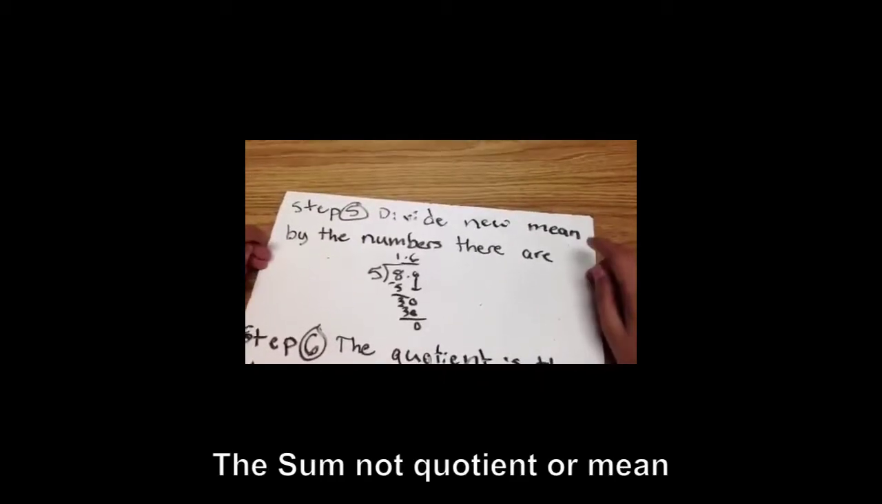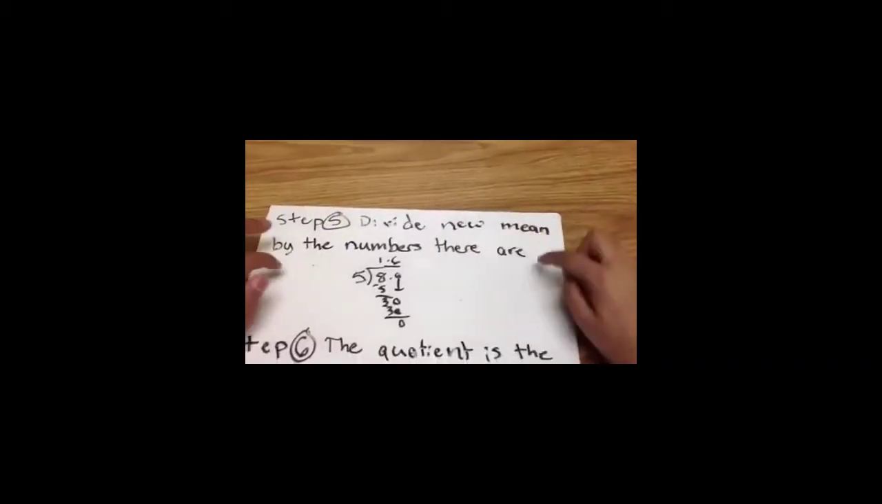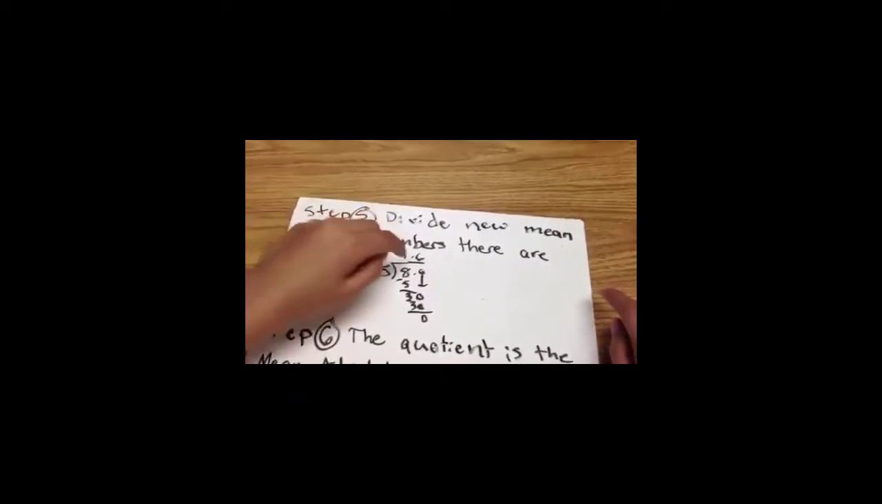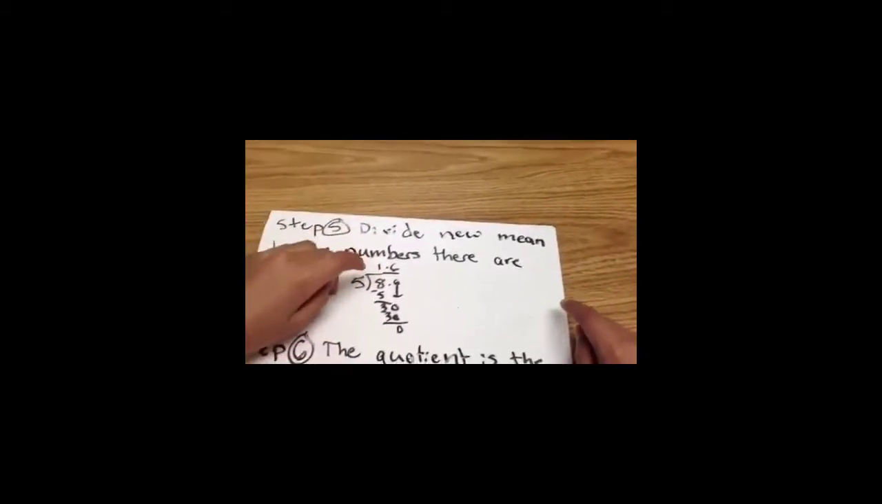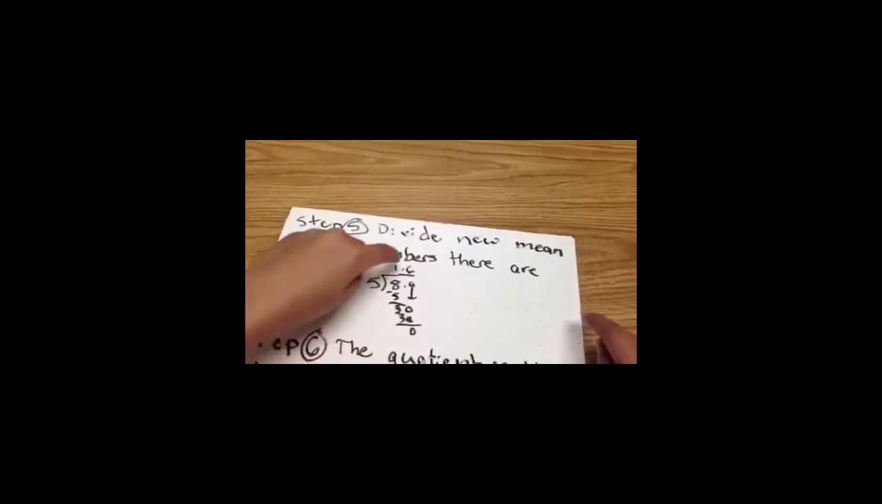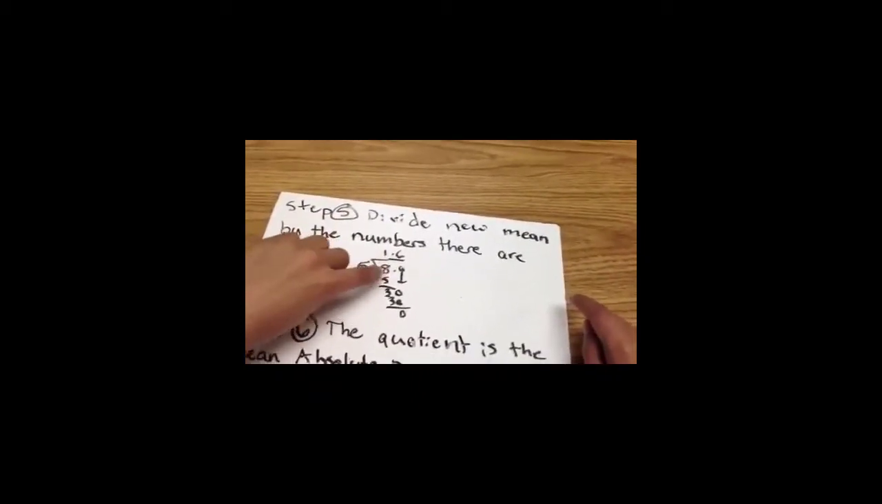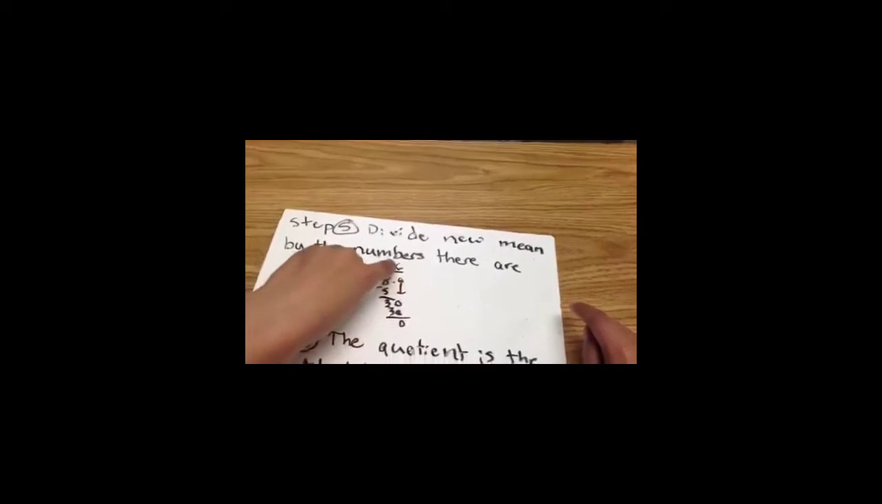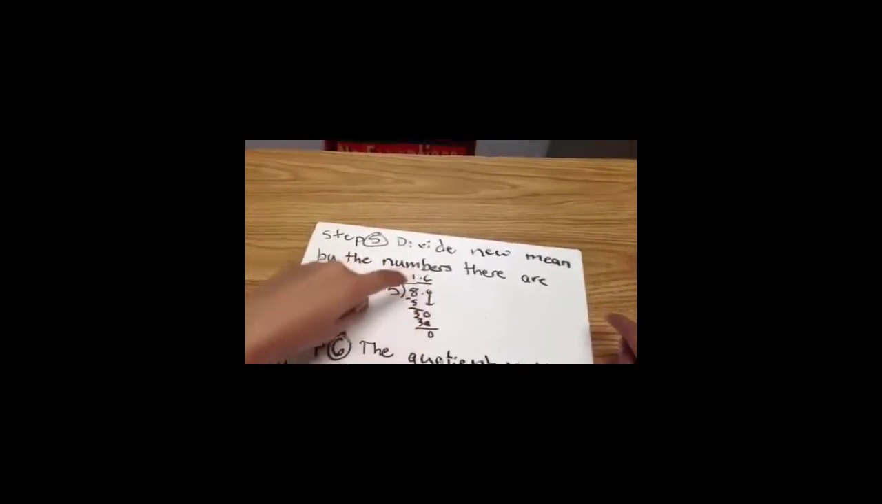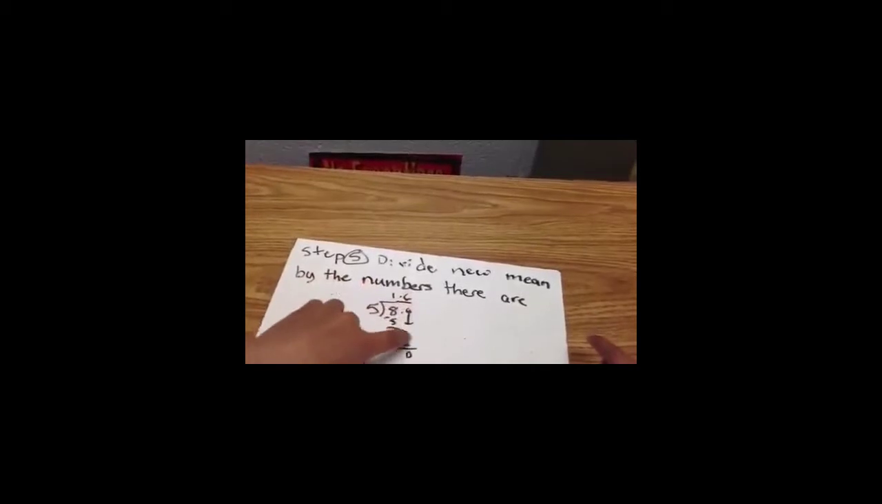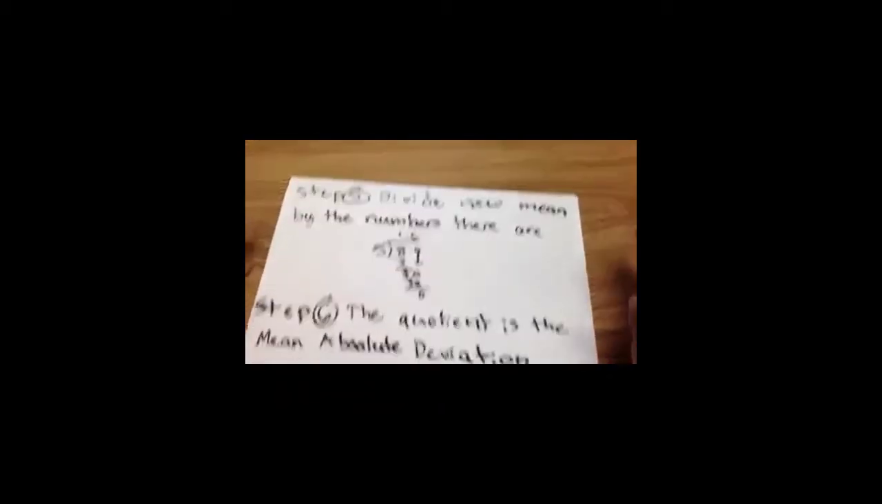Step 5 is going to be divide the new quotient, or the new mean, by how many numbers there are. So there are 5 numbers and we got 8. So now 5 goes into 8 once, which would be minus 5, which would be 3. And then you put a decimal and you drop the 0, which is going to be 30. Now 5 goes into 30 6 times, so 30. So the new mean is 1.6. Now the new quotient is the mean absolute deviation. The M.A.D shows how much variation in the data set there is.